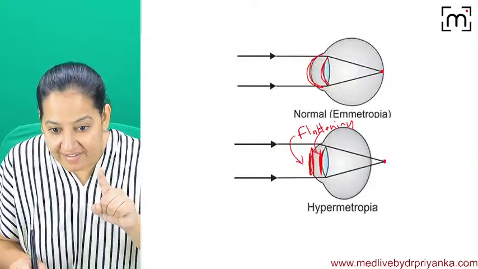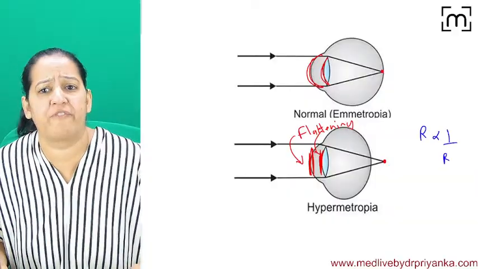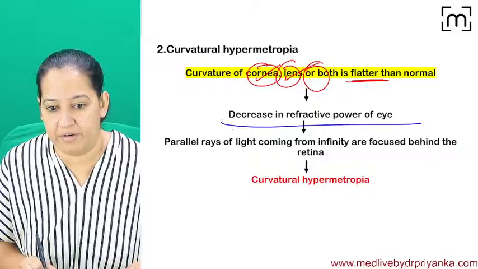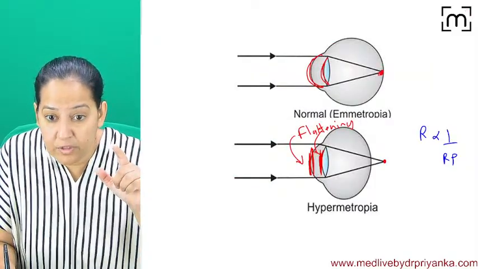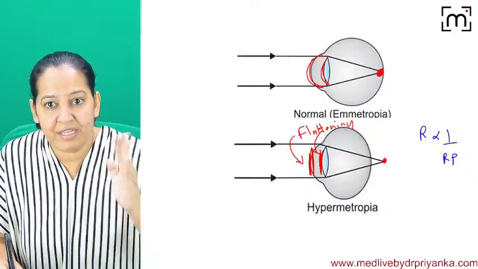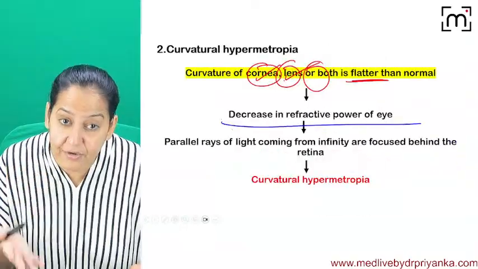If any of them is flattened, I already told you the radius of curvature is inversely proportional to refractive power. So if there is flattening, there is a decrease in the refractive power. Here it was refracting more, so the focus is on the retina. Here it is refracting less, so the focus is beyond the retina because the refractive power of the lens is reducing.